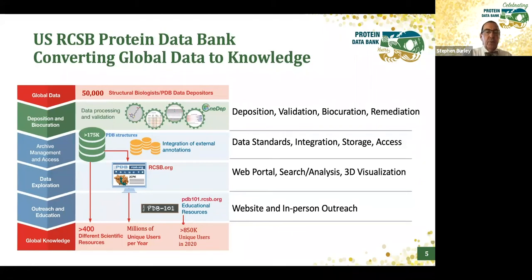We distribute the contents of the Protein Data Bank archive through our website, rcsb.org, which is operated by the data exploration team, and through our educational and outreach website, known as pdb101.rcsb.org, an introductory version of the Protein Data Bank, which is operated by our outreach and education team. And it's the concerted effort of these four services that allow us to convert global data into global knowledge for millions of people around the world.